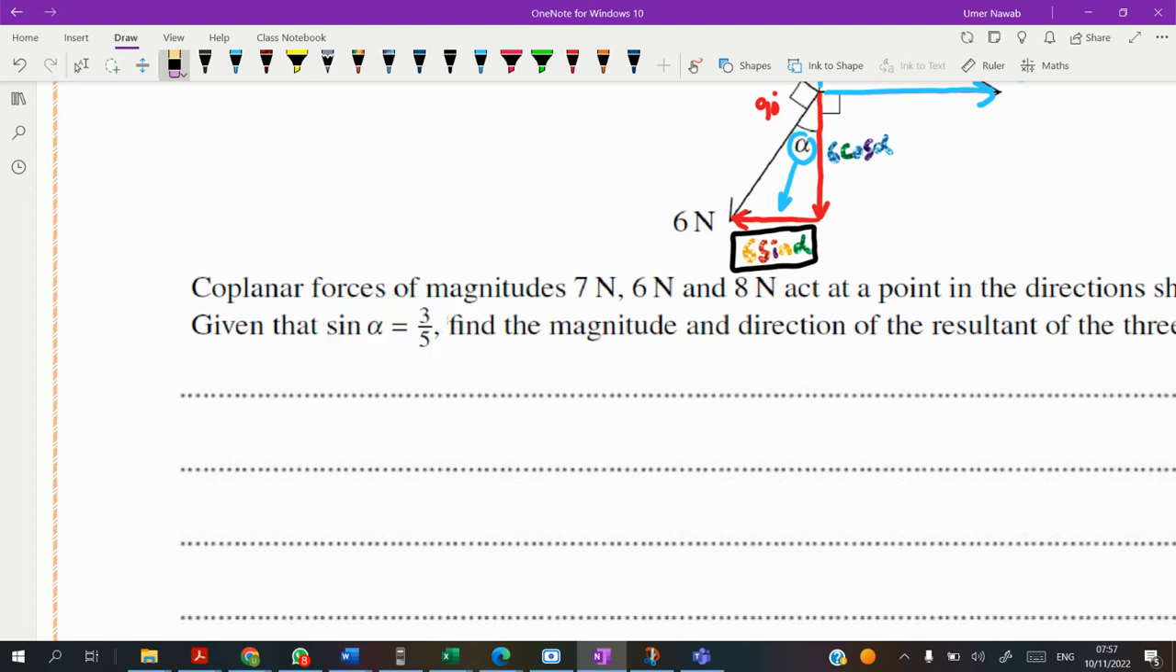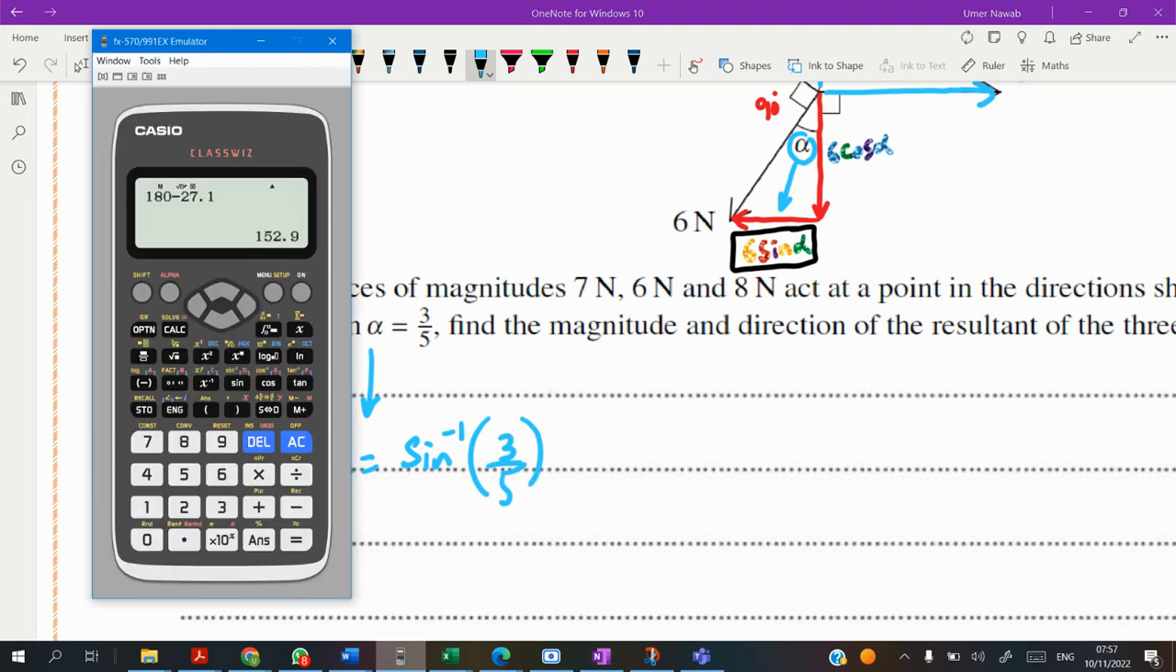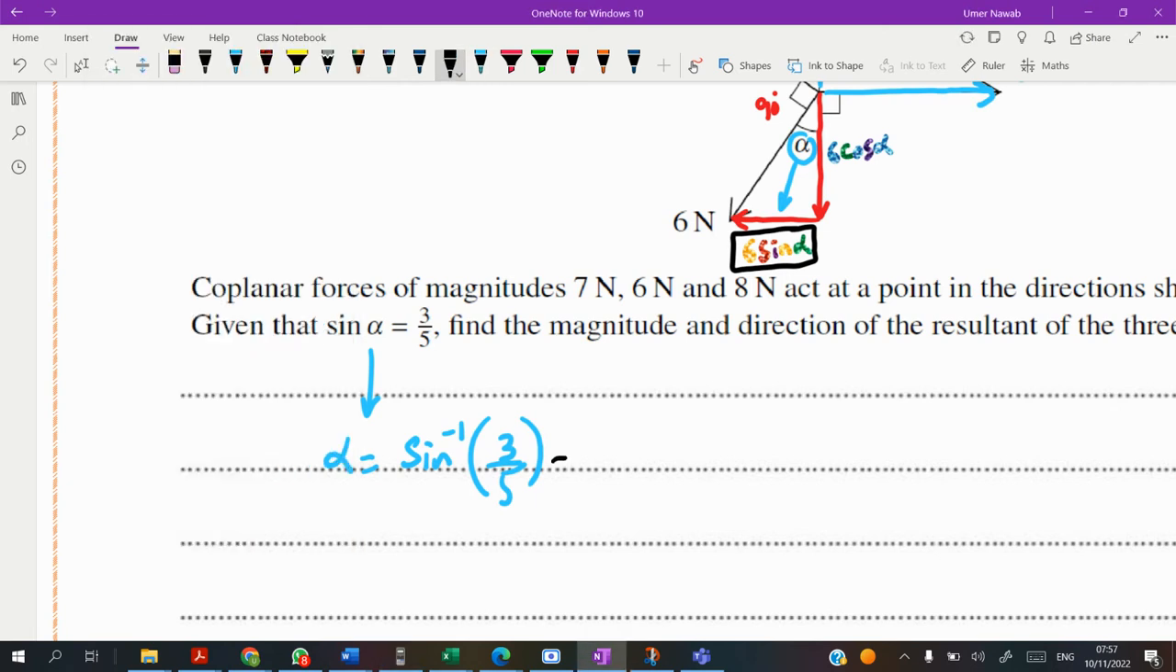Since I didn't teach you trigonometry till now, I would suggest you find alpha from here. So alpha is equal to shift sine 3 over 5, and calculate this angle to two decimal places. Shift sine 3 divided by 5, and it gives you 36.87.